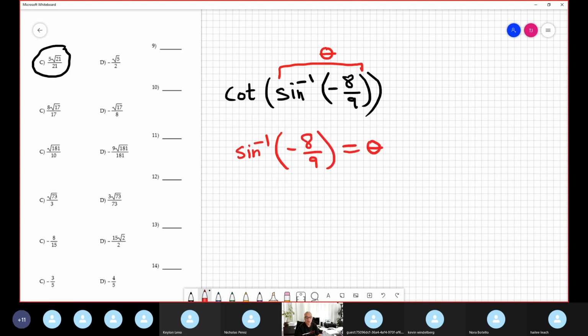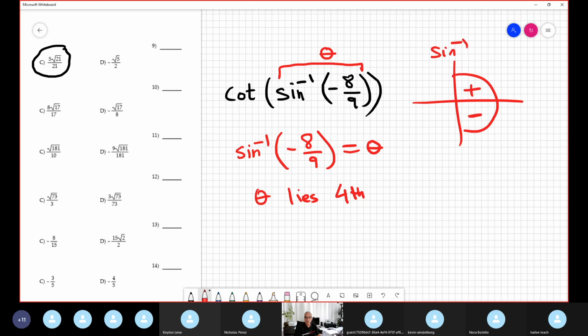Now my question is, in what quadrant does theta lie? Theta lies in the fourth quadrant. According to this agreement of the sine inverse, when the number is positive, first quadrant, when the number is negative, fourth quadrant. I don't need to determine more. Fourth quadrant. So don't forget that.